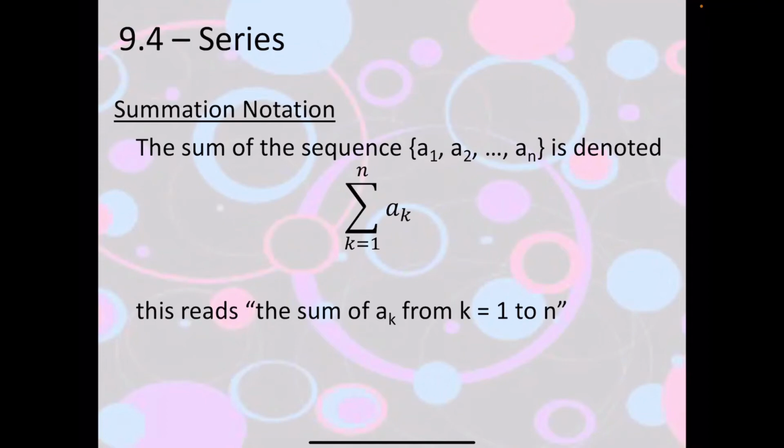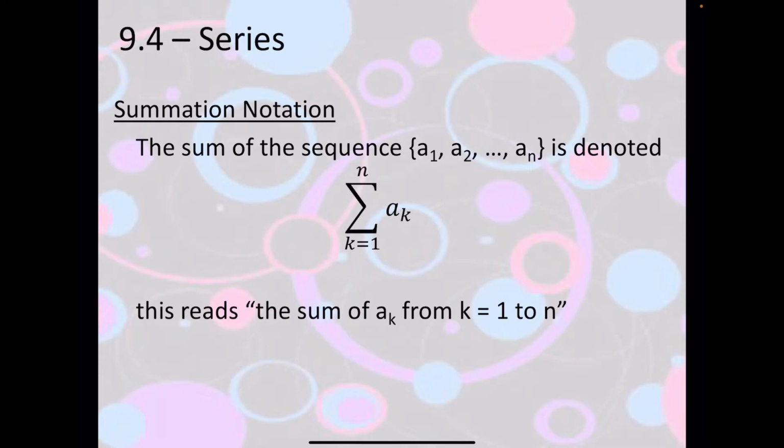In this section, we're going to be looking at series. In the group activity, you already saw that a series looked like a sequence, but each term was being added together: 1 plus 2 plus 3 plus 4, and so on. We can write these series in that list showing that we're adding, or we can write them using summation notation.